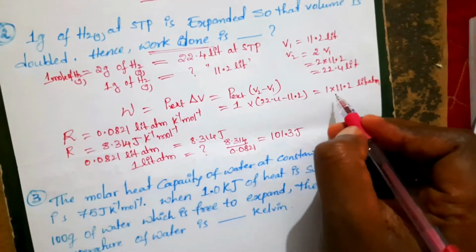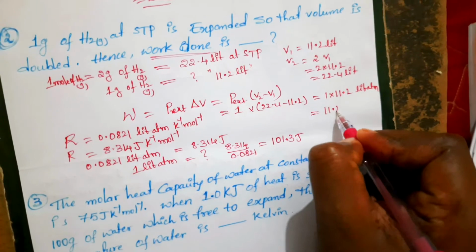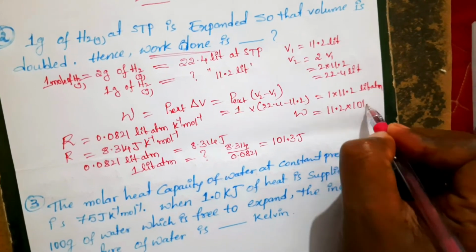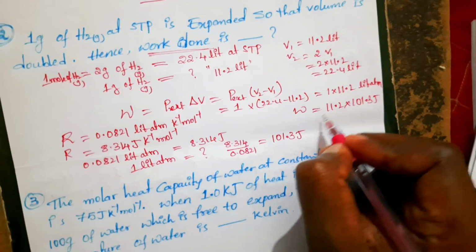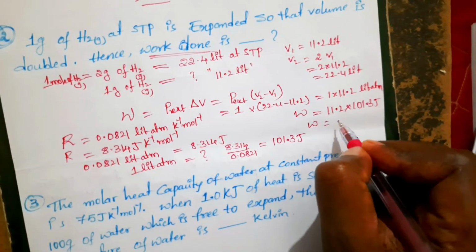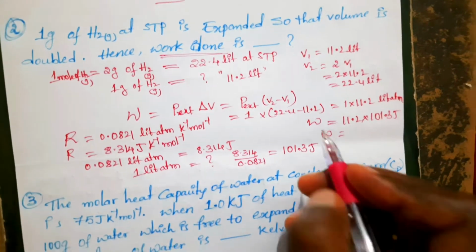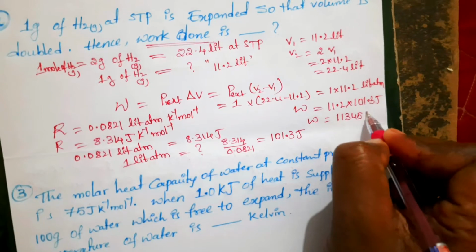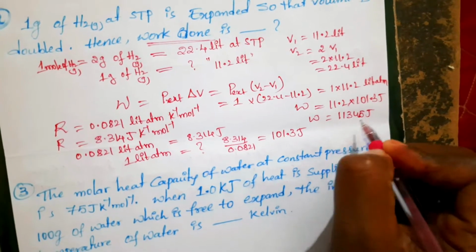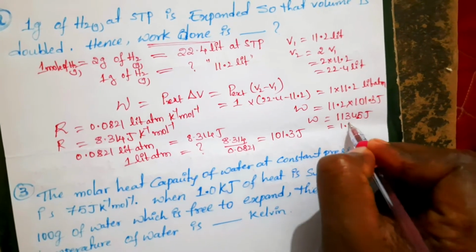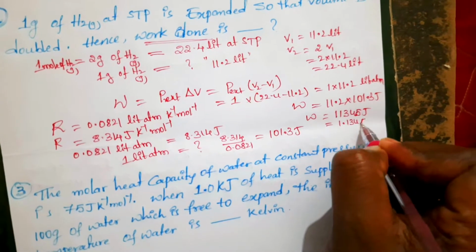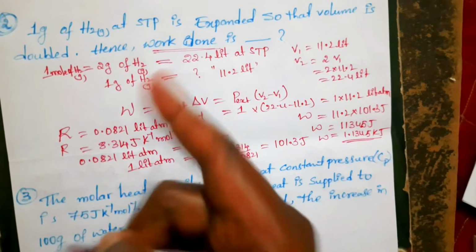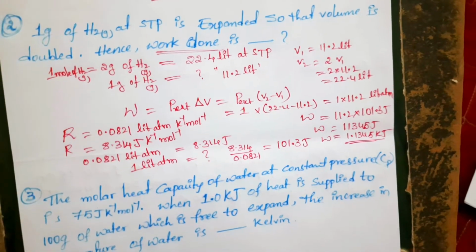1 liter atmosphere is 101.3 joules. Here we got 11.2 liter atmosphere, so 11.2 into 101.3 joules. So you will get the work done as 1134.5 joules, okay? That is 1.1345 kilojoules. That is the work done in case of 1 gram of hydrogen gas. Is that clear?